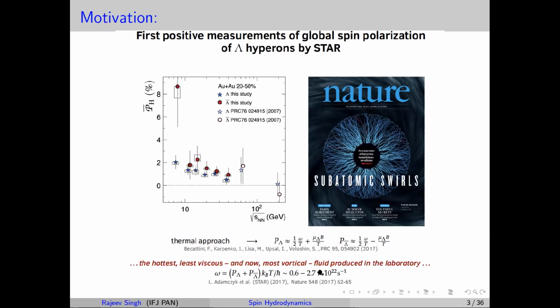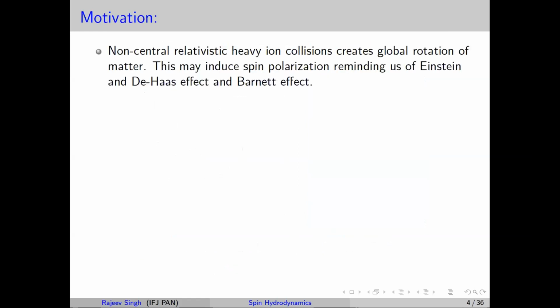So before discussing what we are doing, let me give a little more explanation. Non-central relativistic heavy ion collisions create a global rotation of matter, which is in analogy with the Einstein-de Haas effect and the Barnett effect. What are the Einstein-de Haas and Barnett effects?